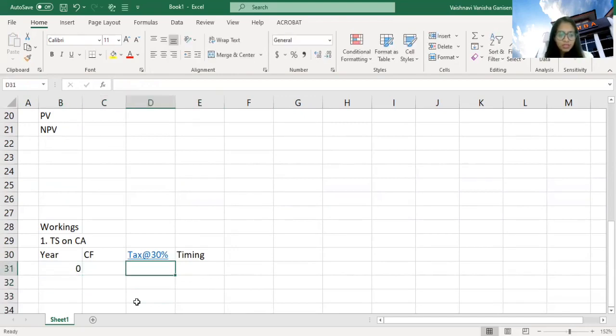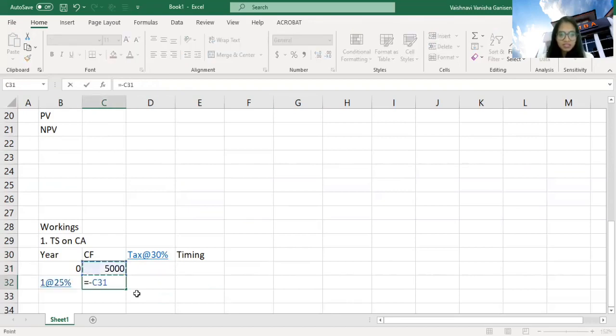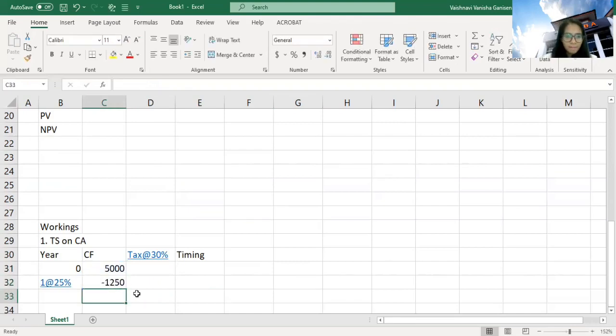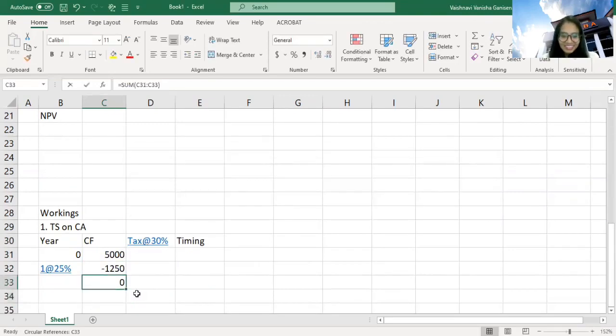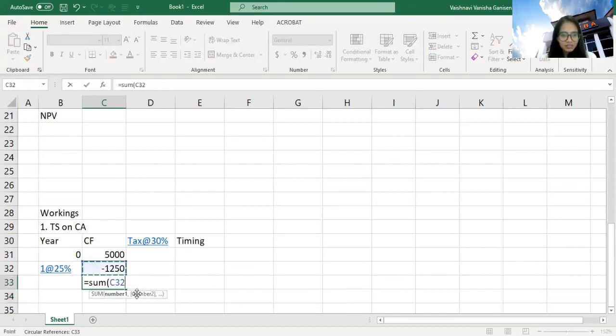Year 0, your cash flow is 5,000. Year 1, 25% is equals to negative this multiply 0.25. And then you equals to sum these fellows up. Okay. Something's not right. Why is it not right? Why is it SUM open bracket?